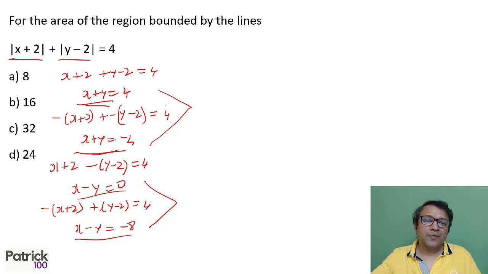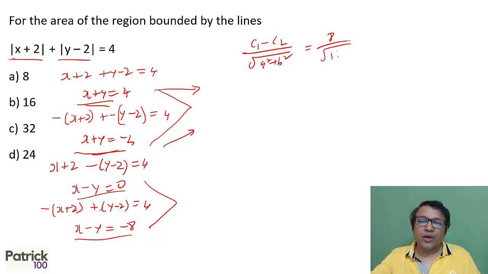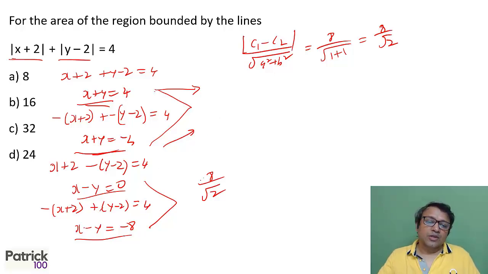So basically, let's look at the distance between these two parallels. What is the distance between these two parallels? It is nothing but c1 minus c2 upon root of a square plus b square, which is 8 upon root of 1 plus 1, which is root 2, so 8 upon root 2. The distance between these other two parallels is also the same.